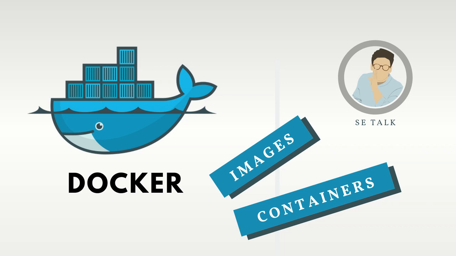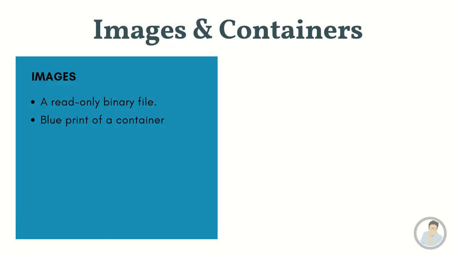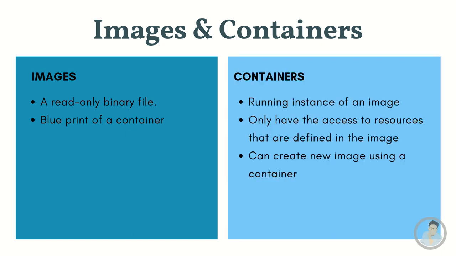Today I'm going to talk about Docker images and Docker containers. A Docker image is just a binary file that we use to spin up containers. A container is a running instance of an image.